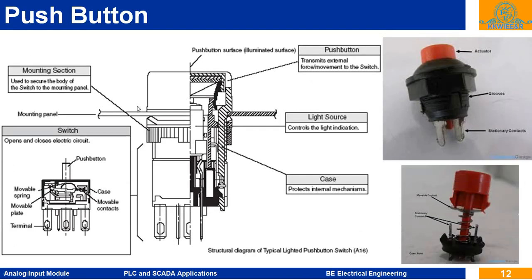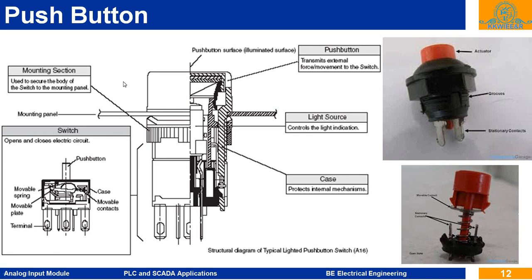Now we'll see the construction of a push button. Generally these push buttons are mounted on a panel, or on the control desk, or on the push button station. They are manufactured from sheet metal having a thickness of 1 mm, 2 mm or 3 mm based on the overall size.